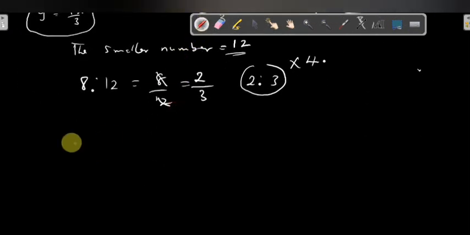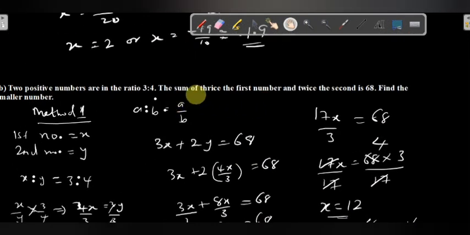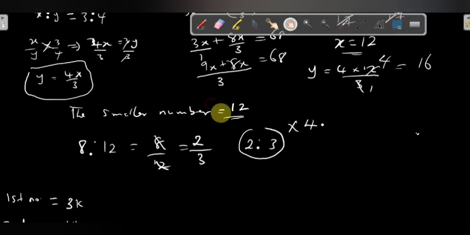So it therefore means that the first number will be equal to 3k. The second number will be equal to 4k. Okay. Now let's go to the second statement. The sum of thrice the first number and twice the second number is 68. Find the smaller number. So let's apply that now.